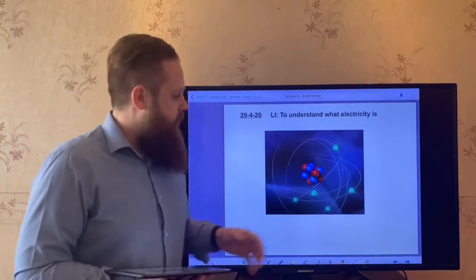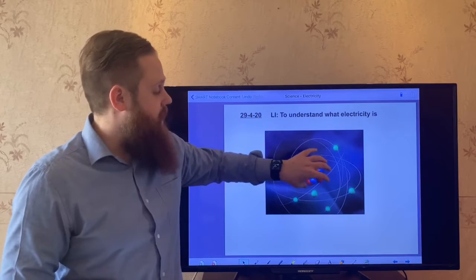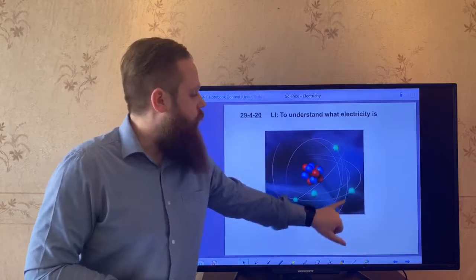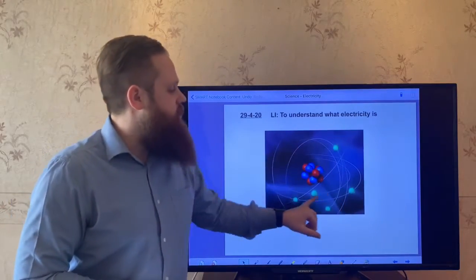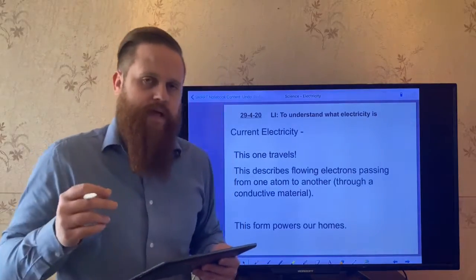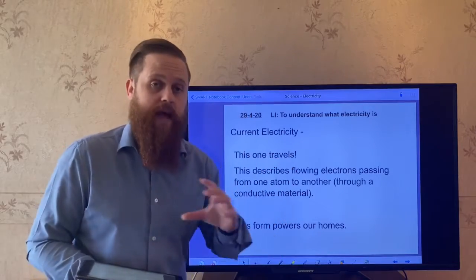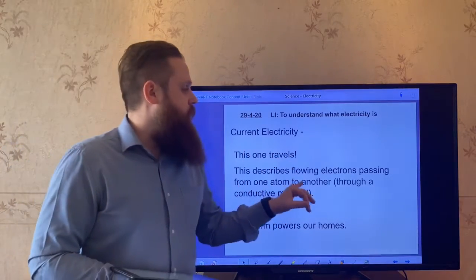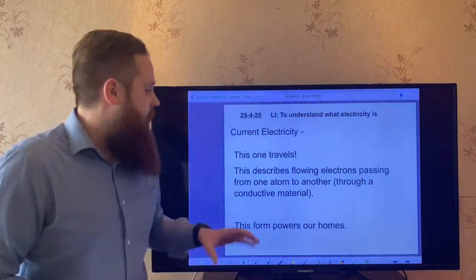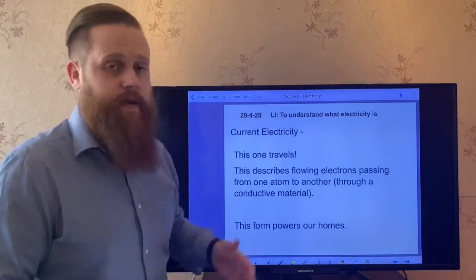Now then, this is how it would look. So in the center, we have got those protons and neutrons, and orbiting around, like the planets around the sun, we have got the electrons, the negatively charged subatomic particles. Now, this helps us with current electricity. Current electricity travels; it can move. This describes the flowing electrons passing from one atom to another through a conductive material, and this is a form that powers our homes. This is what we have around our house to make things work.